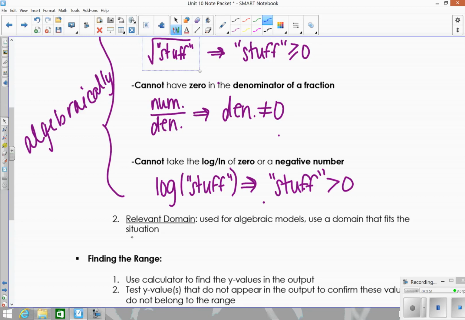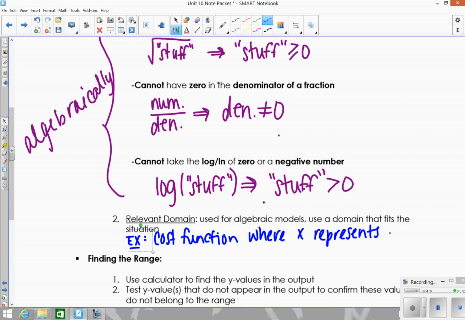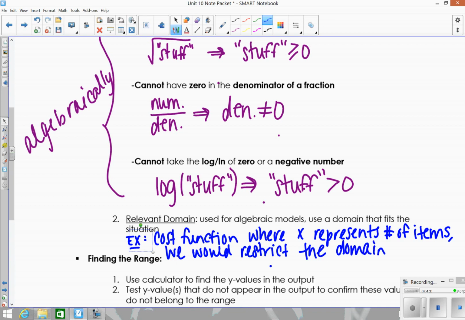So let's go ahead and break that down. If we had a cost function where x represents the number of items, we would restrict the domain to whole numbers, even though the function itself might be something that can go all real numbers.